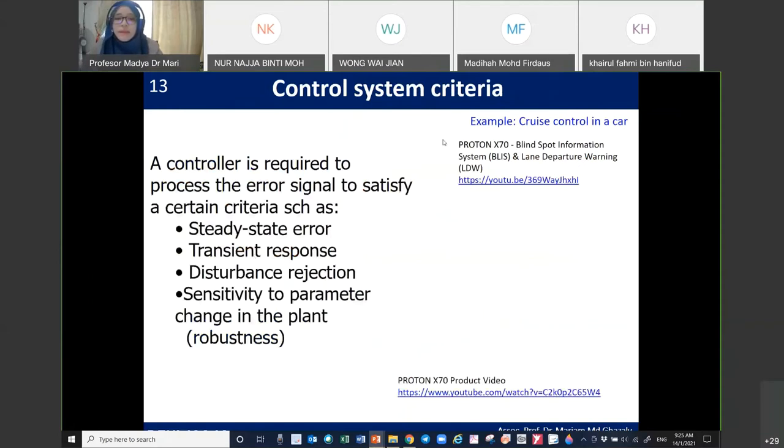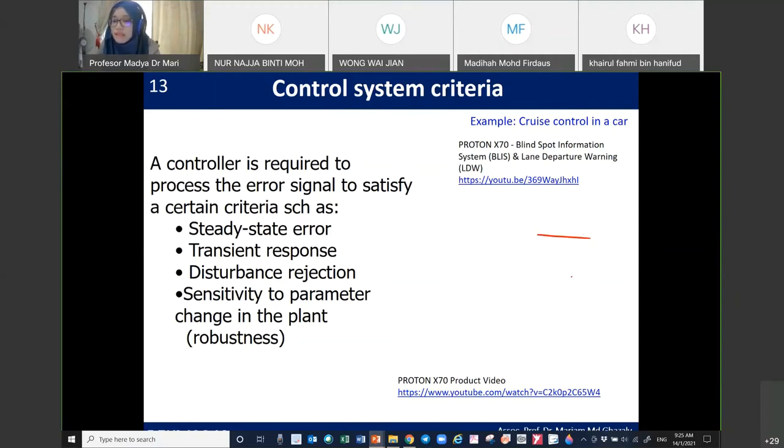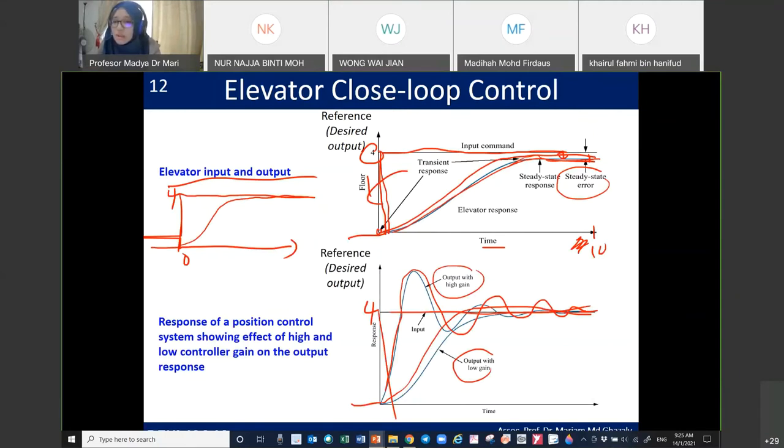Okay, and this one, one of the criteria, I think I explained this already in chapter 1 before, but I'm going to go through it very fast. A controller is required to process the error signal to meet certain criteria. So you have the steady state error just now. For example, if we take cruise control in a car, you want to maintain the speed at 120 km/h. You want to control how fast the car reaches 120 km/h. Do you want to control the transient response to reach the reference very fast but with very high overshoot, or reach the reference with low overshoot? It depends on the application.